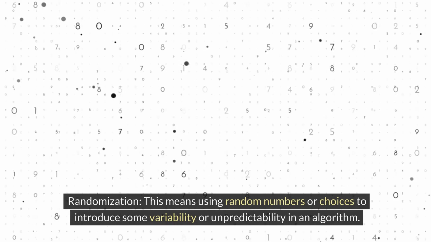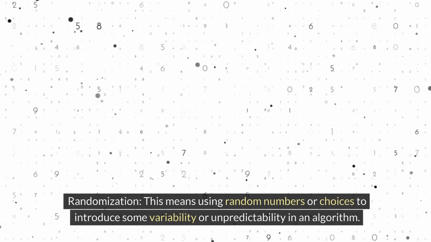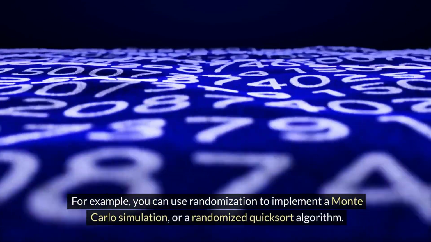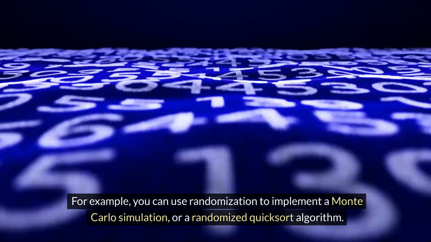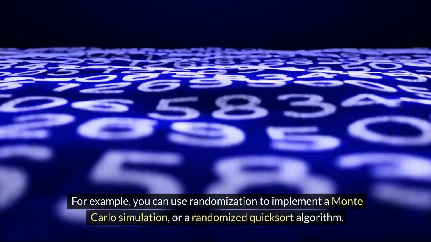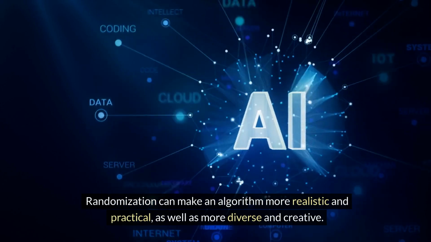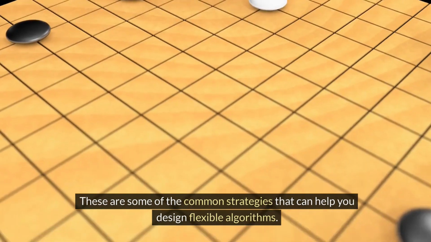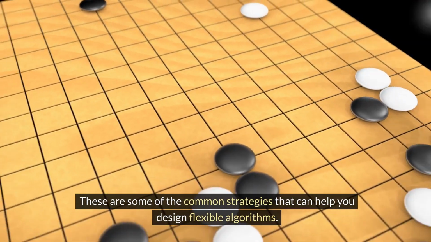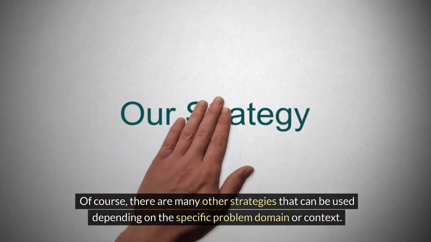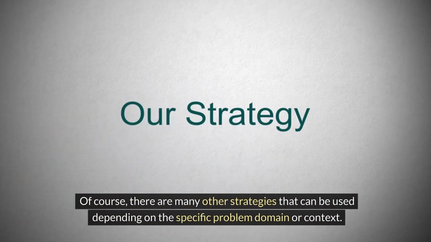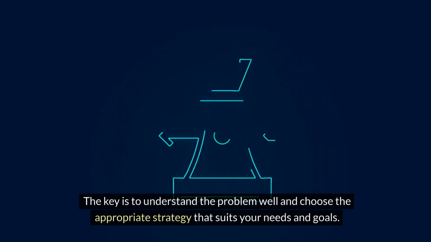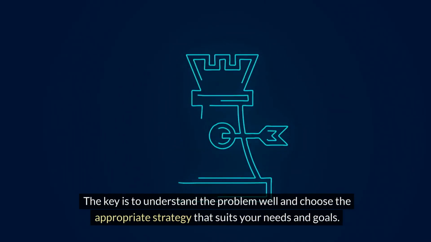Randomization. This means using random numbers or choices to introduce some variability or unpredictability in an algorithm. For example, you can use randomization to implement a Monte Carlo simulation, or a randomized quicksort algorithm. Randomization can make an algorithm more realistic and practical, as well as more diverse and creative. These are some of the common strategies that can help you design flexible algorithms. Of course, there are many other strategies that can be used depending on the specific problem domain or context. The key is to understand the problem well and choose the appropriate strategy that suits your needs and goals.